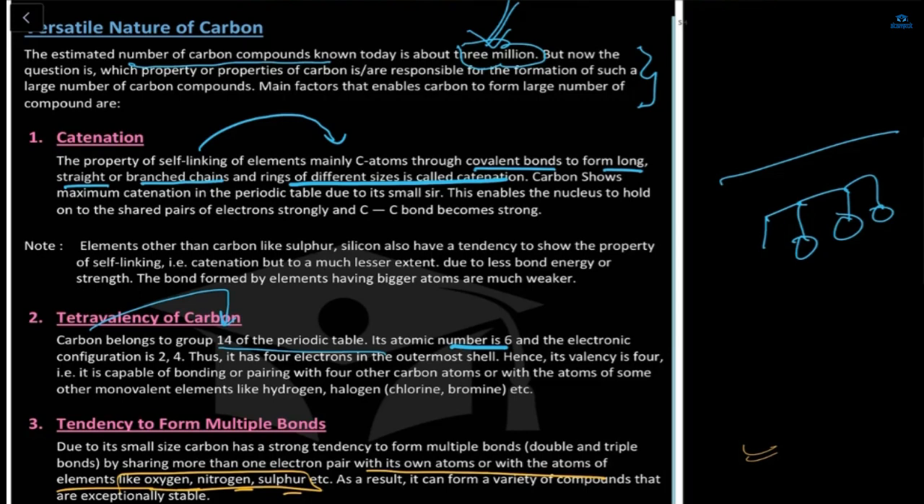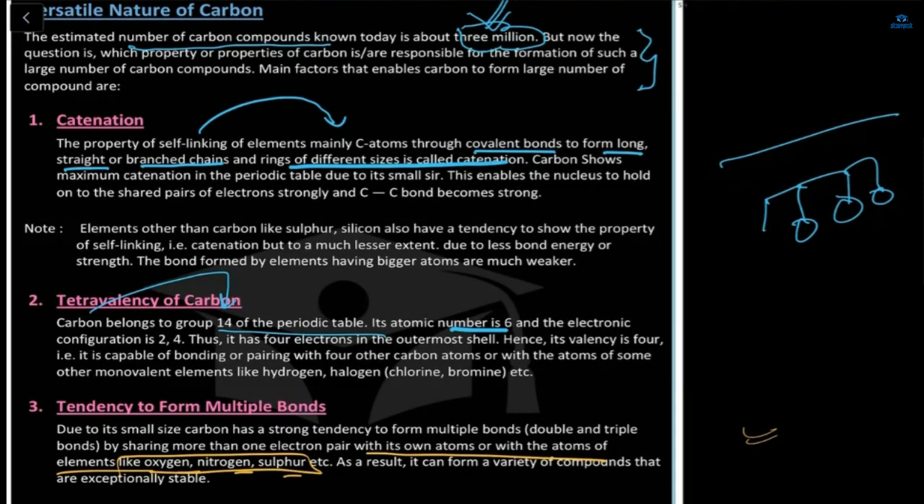It wants more 4. So valency will be how much? 4. Why? Because the 4 is less over there, so it needs 4 more electrons, right? So it is capable of bonding and pairing with 4 other carbon atoms or with atoms of other monovalent elements like hydrogen. So this is very simple.